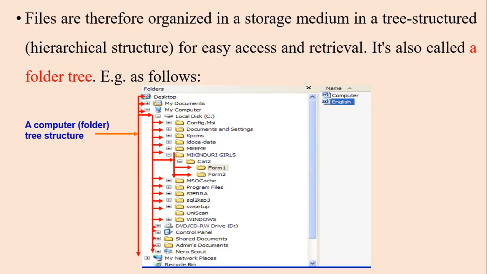So the arrows that I've used here illustrate what we call a tree structure. That means data or information is organized in form of files that are stored in folders, commencing with the root directory. So from the root directory, we move on to folders. Inside the folders, we find subfolders. Inside those subfolders, we can have subfolders, etc. And then inside the subfolders, we have the files. So this structure is what we are calling a computer or folder tree structure.